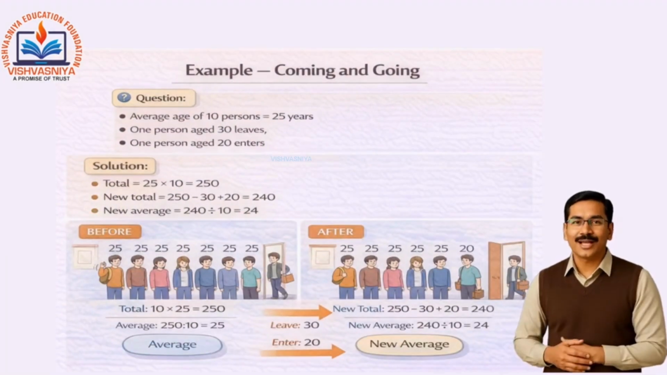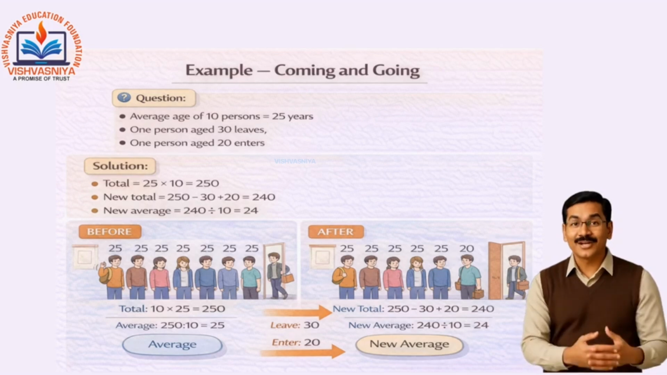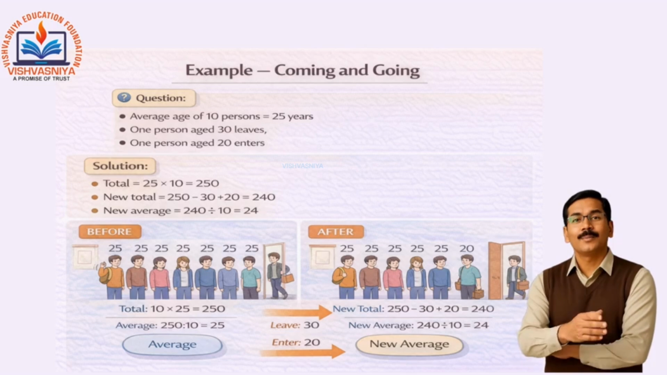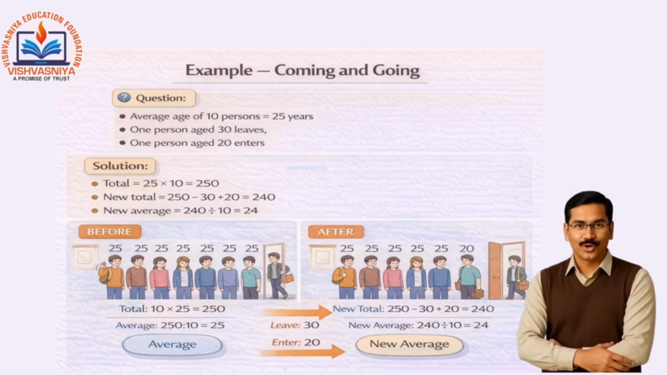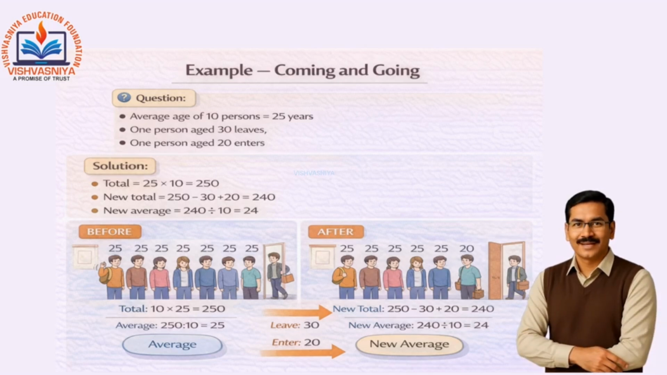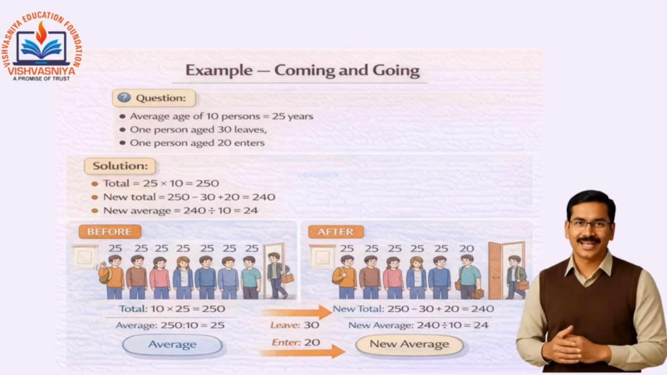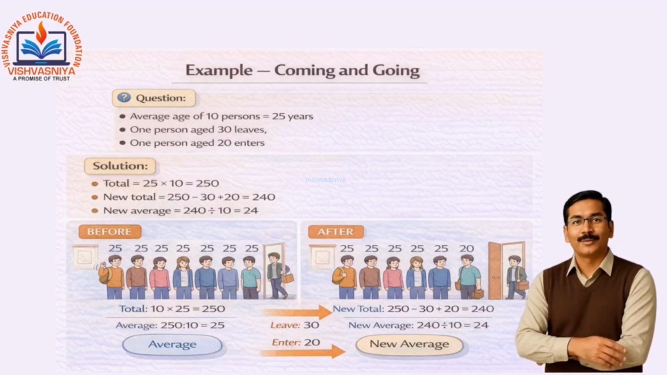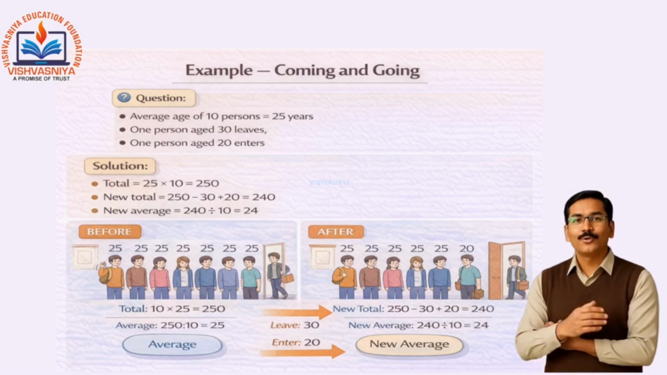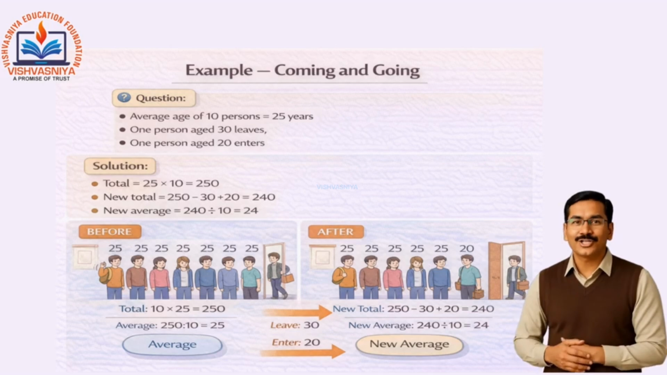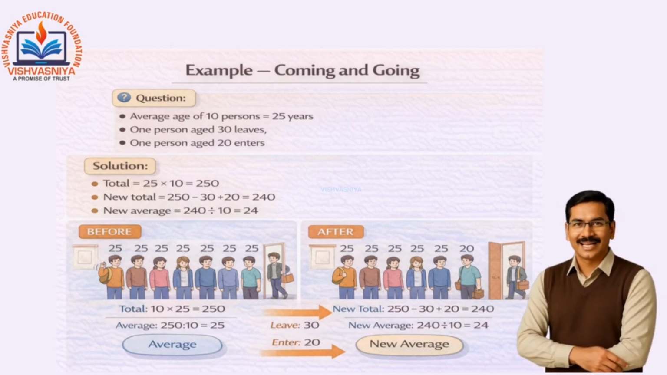The average age of 10 persons in a room is 25 years. The total age of all persons is calculated as 25 multiplied by 10, which gives 250 years. One person aged 30 years leaves the room, and another person aged 20 years enters the room. The new total age becomes 250 minus 30 plus 20, which is 240 years. The number of persons remains 10. The new average age is 240 divided by 10, which gives 24 years.